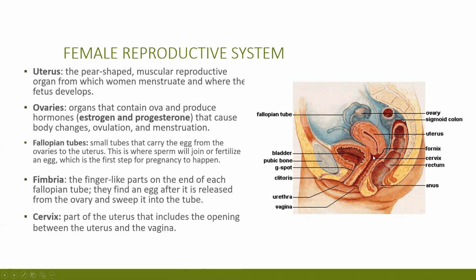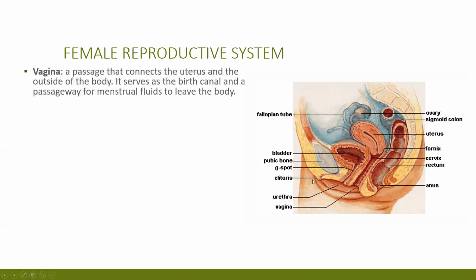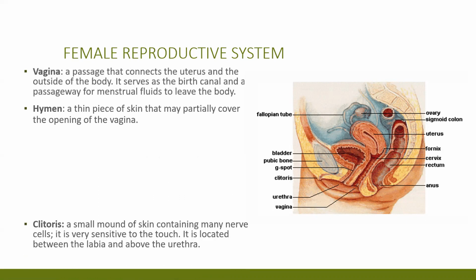The cervix, located right up here, is part of the uterus that includes the opening between the uterus and the vagina. The vagina, located right here, is a passage that connects the uterus and the outside of the body. It serves as the birth canal and a passageway for menstrual fluids to leave the body. The hymen, which is not noted here on the diagram, but would be located right in this region, is a thin piece of skin that partially covers the opening to the vagina.